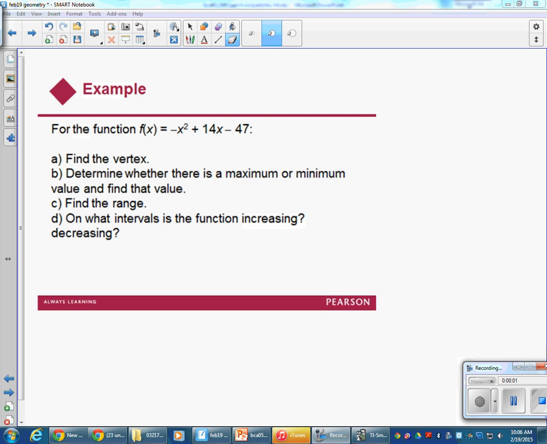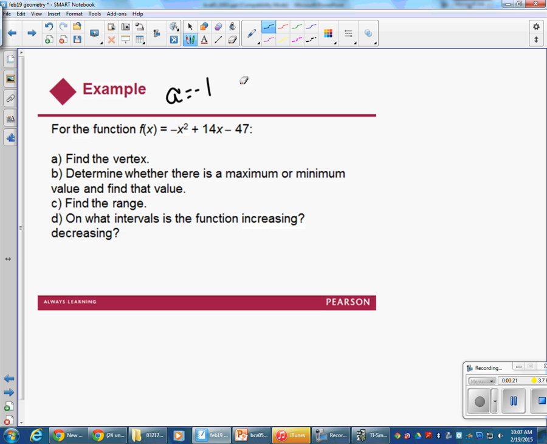Okay, I want to do a quick review about quadratic equations and their graphs to determine, first of all, which way a graph is going to open. You want to look at the coefficient of the x squared term. So here the coefficient of this x squared term is -1, so I'm going to write a equals -1. B is the coefficient of the x term, so b for this problem is going to be 14, and then c is your constant, which for this particular problem would be -47.